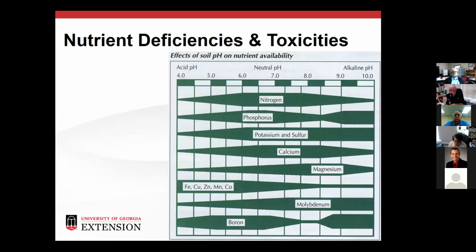Severe deficiencies of a single nutrient can occur if the soil pH is too high or too low. Most of our pasture and hay forages prefer something in the range of soil pH of about 6 to 6.5. If you go below or above that, then you can get nutrient deficiencies as well as toxicity issues.